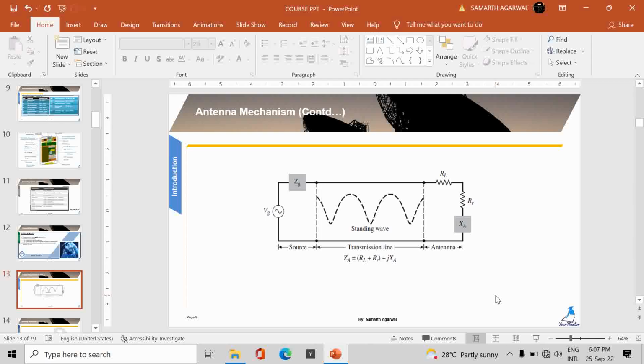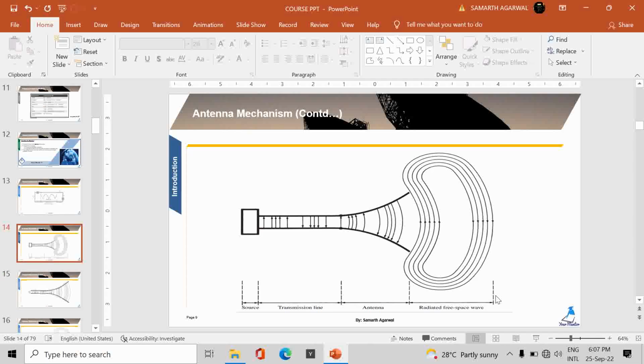Okay, so ZA is equal to RL plus RR plus jXA. XA will be XL plus XC, that is the reactance. And suppose the reactances are equal in magnitude and opposite in direction, then they will cancel each other's effect. So at that time, our antenna will be purely resistive. Okay.